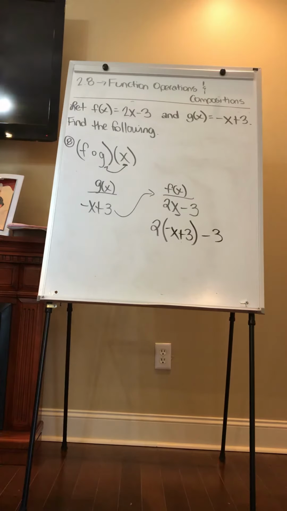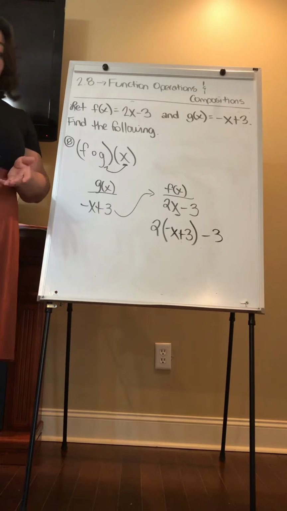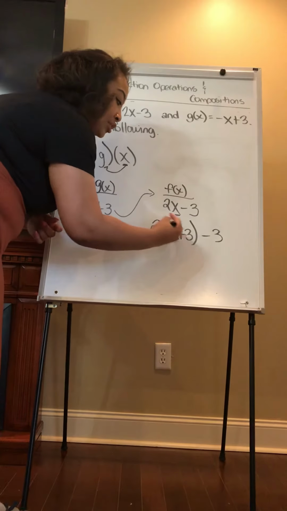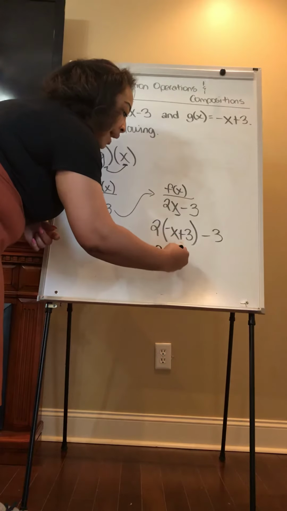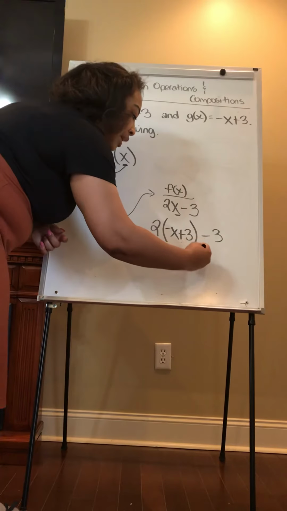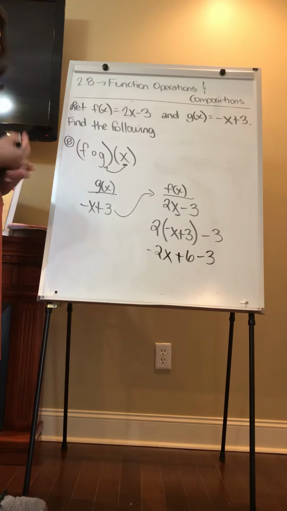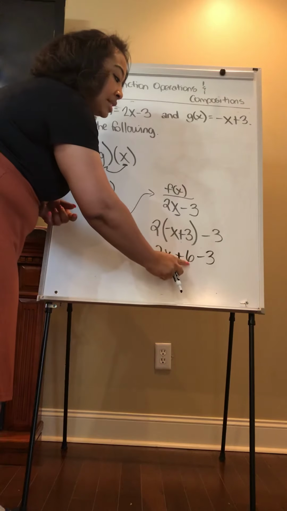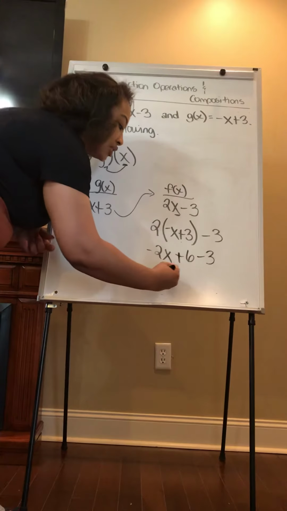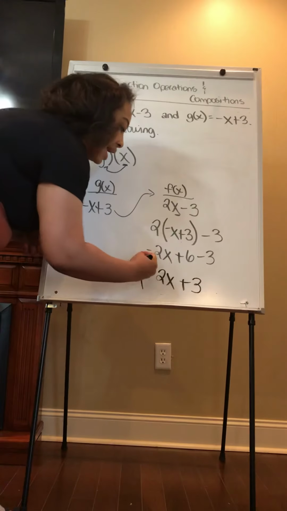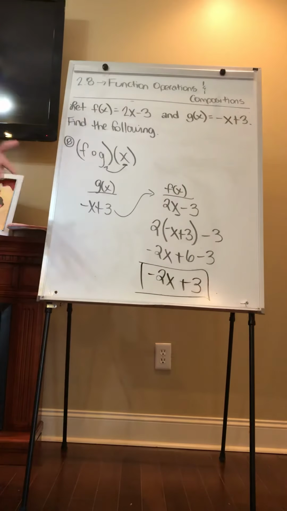So this one looks like the notation problems we did before spring break. You're going to do distributive property with the 2. That would give me a negative 2x plus 6. Bring down my minus 3. And I can combine like terms of 6 minus 3. So I have negative 2x plus 3. And that would be my answer.